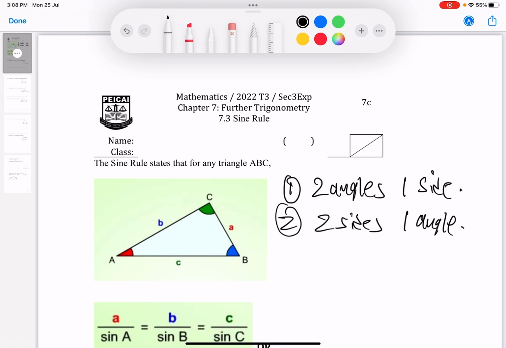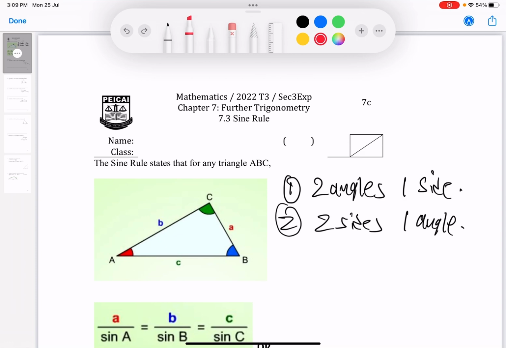There are two conditions by which you will use the sine rule. Knowing the condition is very important so that you know when you need to use them. Now, there's one thing I need to highlight: if you add up 2 plus 1, 2 plus 1, you'll realize that it is 3. So you need at least 3 pieces of information. Either 2 angles and 1 side or 2 sides and 1 angle, but not all 3 sides.